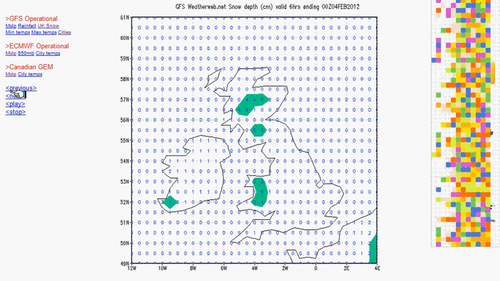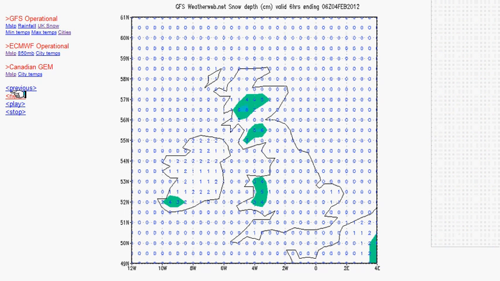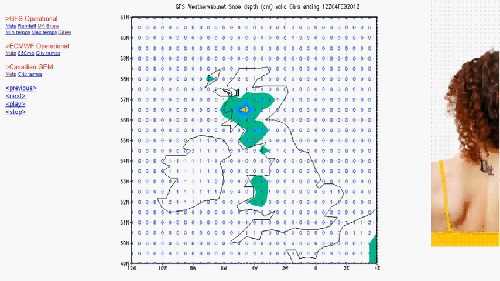So we then get through into Saturday. And here we go. This is the front moving into the west on Saturday. Notice it's bringing rain, then that's turning to snow across western parts of Scotland during the course of Saturday afternoon.